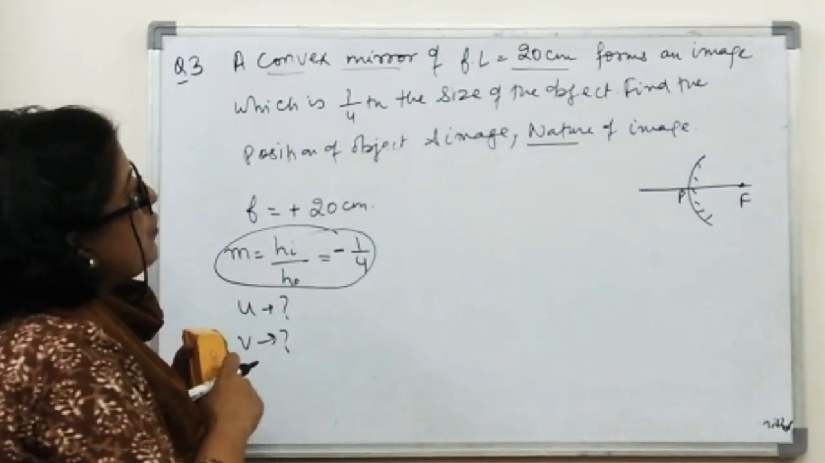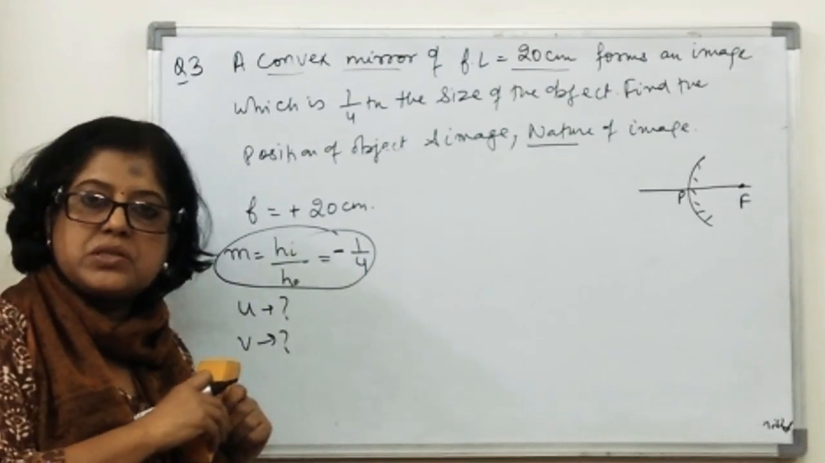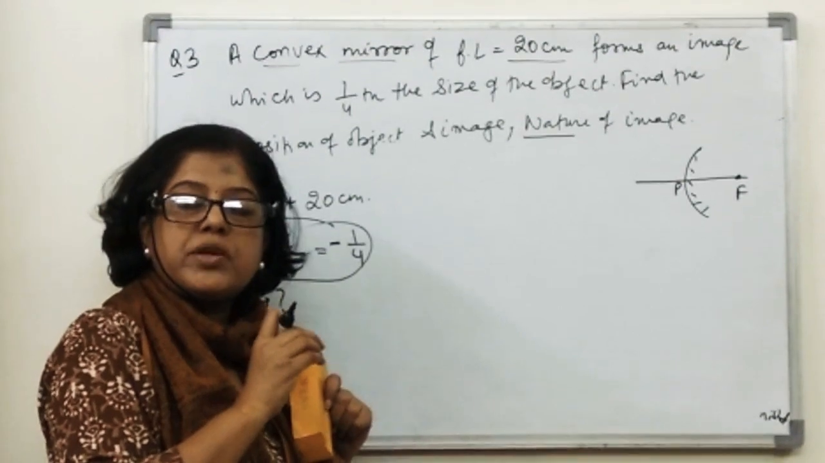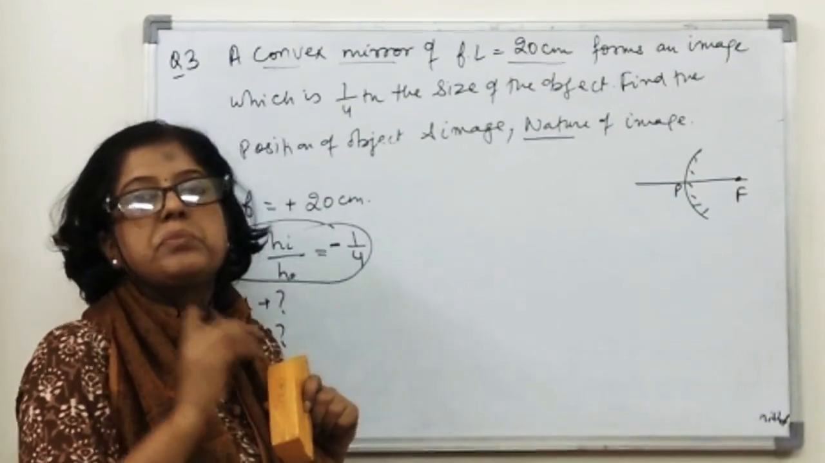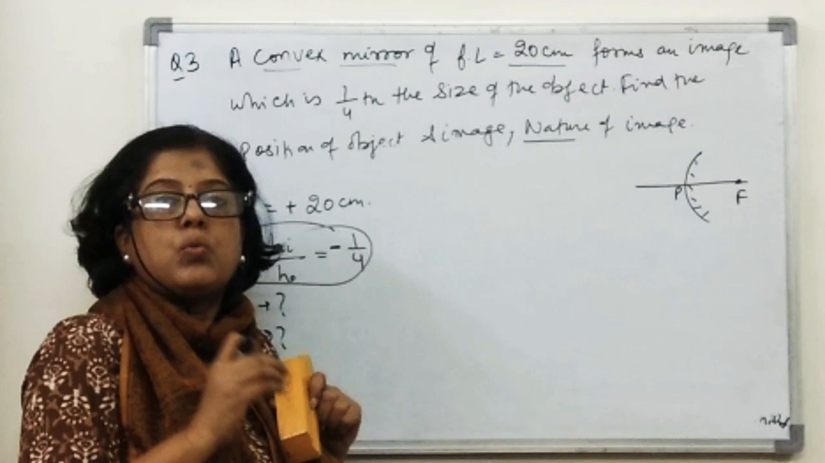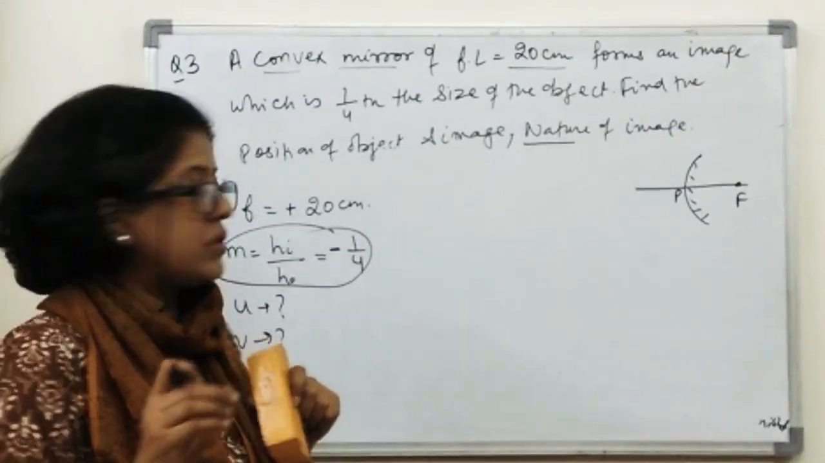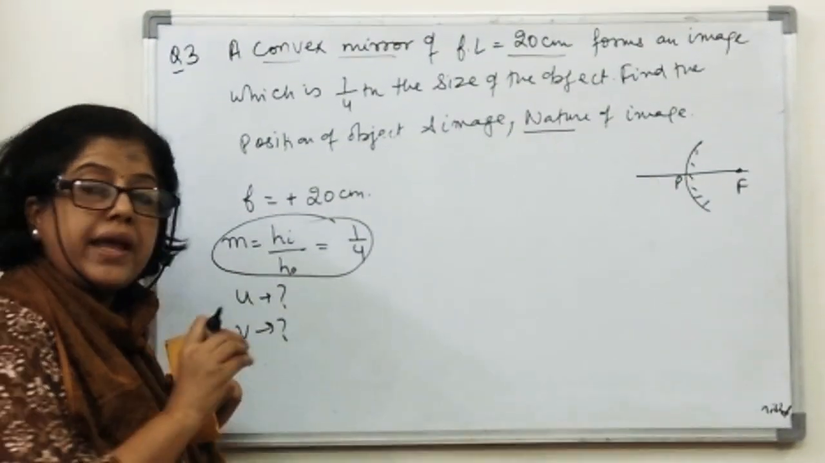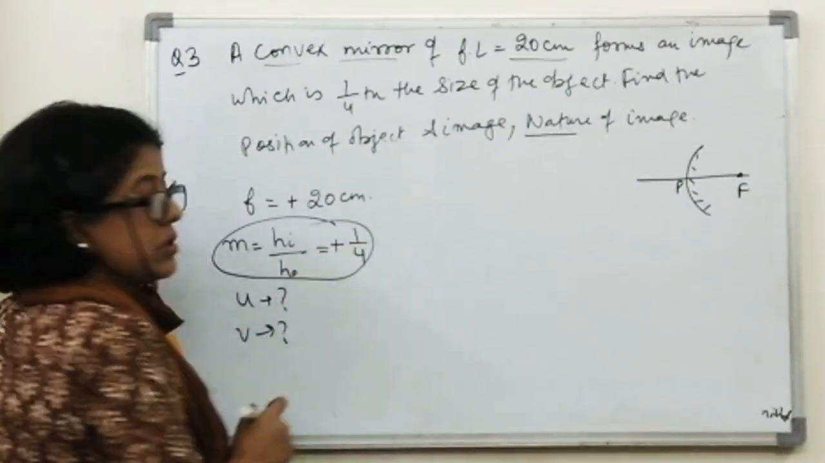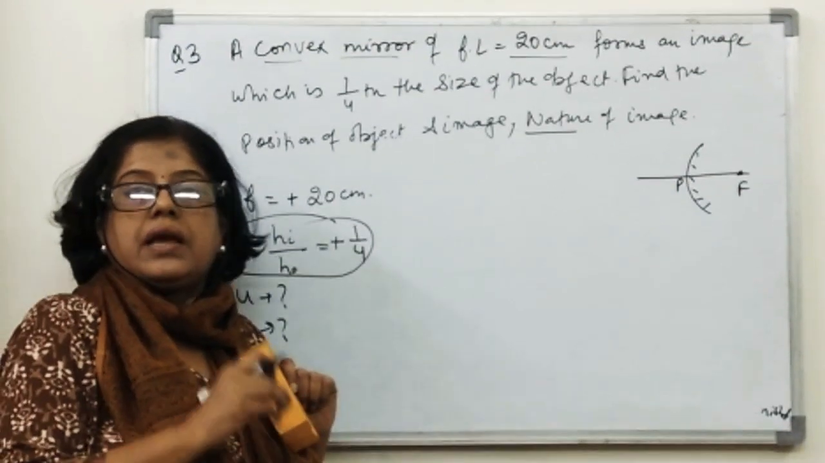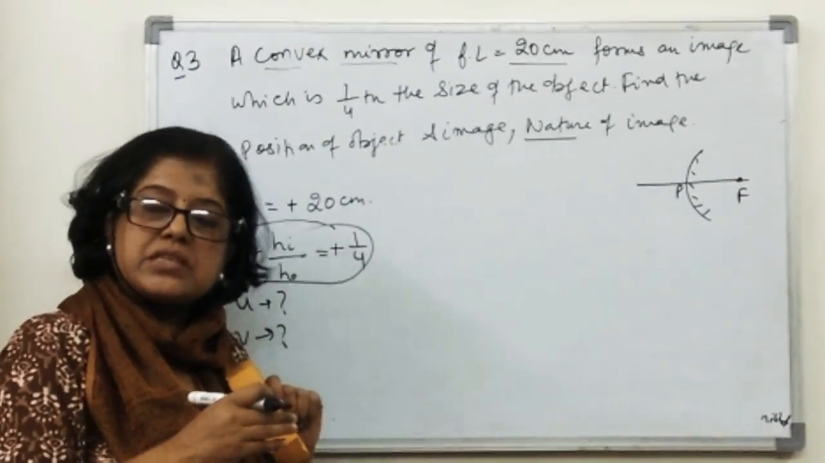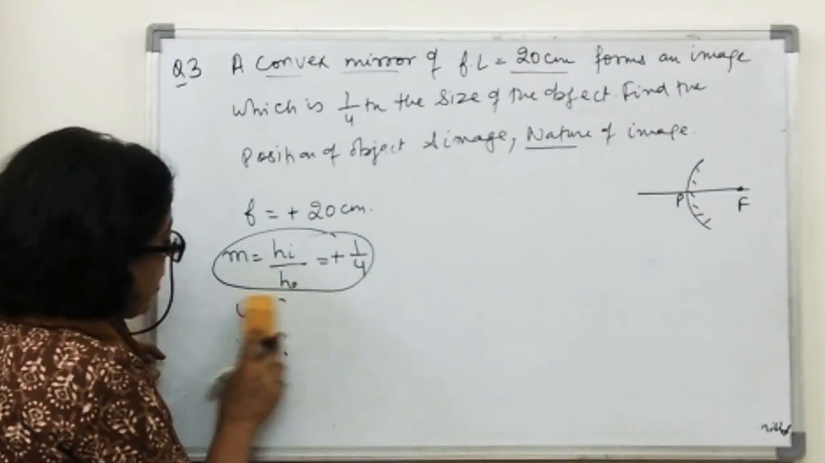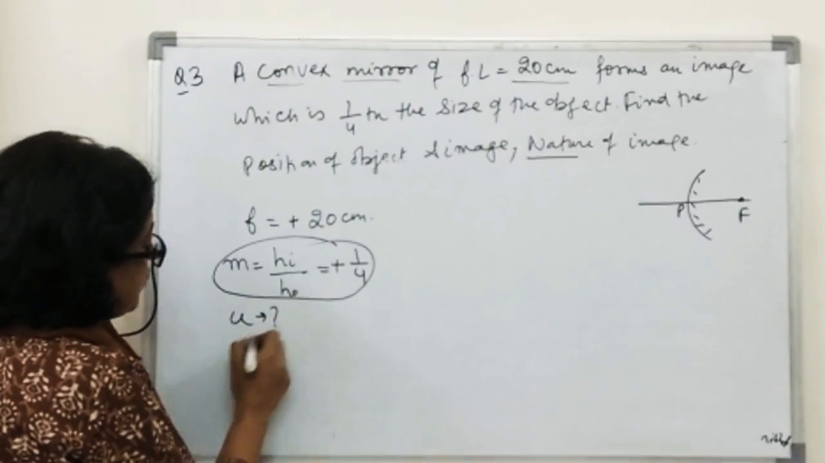Now a convex mirror is forming an image 1/4 the size of the object. In a convex mirror, the nature of the image is always virtual, erect and diminished. You know this. So because the image is virtual erect, the sign of M will be positive. M is positive for a virtual erect image and M is negative for a real inverted image. So M will be plus 1/4 here. Okay, so U and V you have to find out.